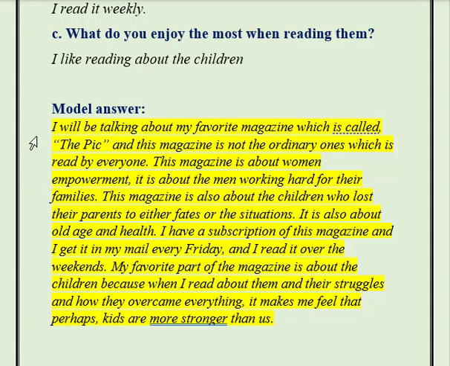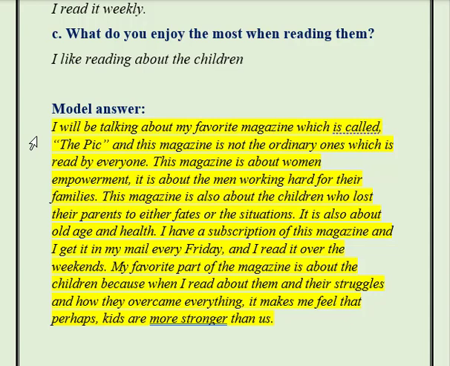So the model answer says, I will be talking about my favorite magazine, which is called The Pick. And this magazine is not the ordinary one which is read by everyone. This magazine is about women empowerment. It is about the men working hard for their families. This magazine is also about the children who lost their parents to either fate or situations. It is also about old age and health.